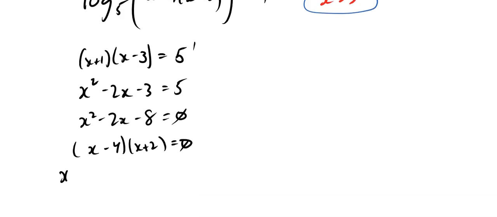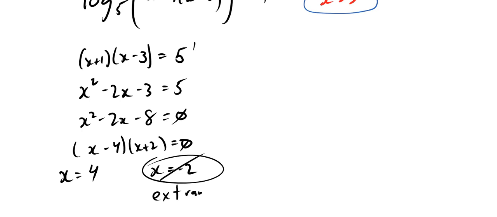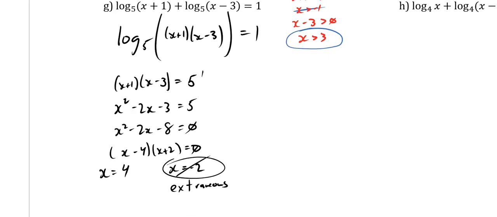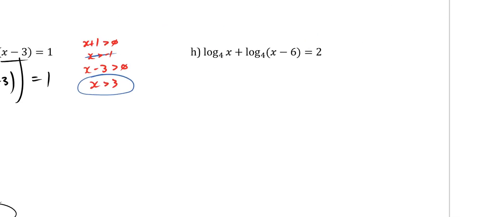So I get x equals positive 4. Looks like that one's going to be okay. X equals negative 2. That one's not. That was a solution to the quadratic part, but not to the original question. If I put -2 in here, actually in either of them, I get a negative argument, and that doesn't work for logs.